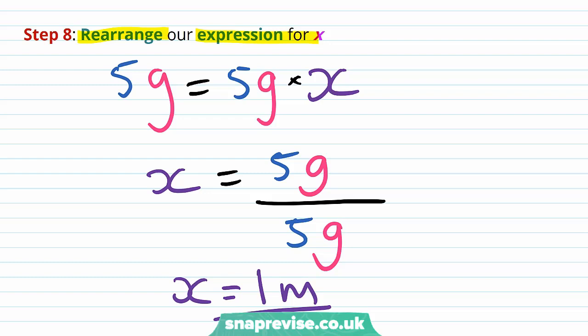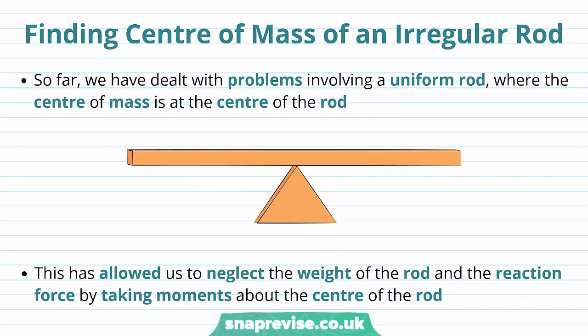So finally, we're going to use the principle of moments in order to find the centre of mass of an irregular rod. So far, we have dealt with problems involving a uniform rod, where the centre of mass is at the centre of the rod. So here we have a uniform rod, and we've always said that the weight acts at the centre of mass, which is in the middle of the rod. So over here is our centre of mass.